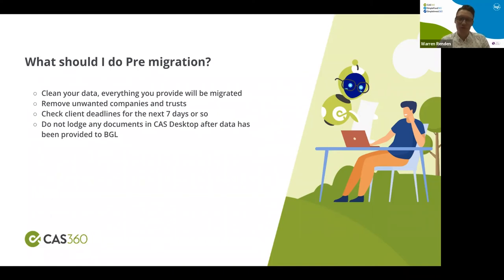So if you've got, for example, a client group that's left your practice, what do you want to do with that data? Do you want it migrated or do you not want it migrated? These are the decisions that we need to make, because once you send us that CAS data file, CASWIN folder, we'll migrate it. And those companies will appear in your CAS 360. So this is where we really need to make sure that we're removing those unwanted companies and trusts, those entities that we no longer need. Maybe there might be a hard cutoff, maybe 3 years ago: if a company left you more than 3 years ago, you don't want to migrate that.